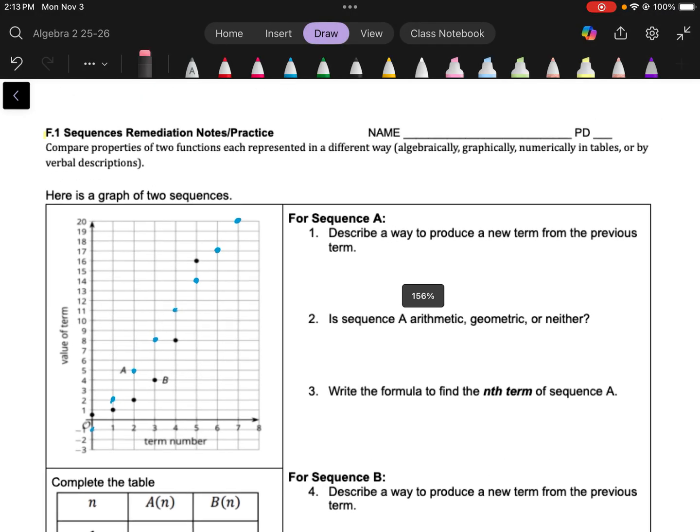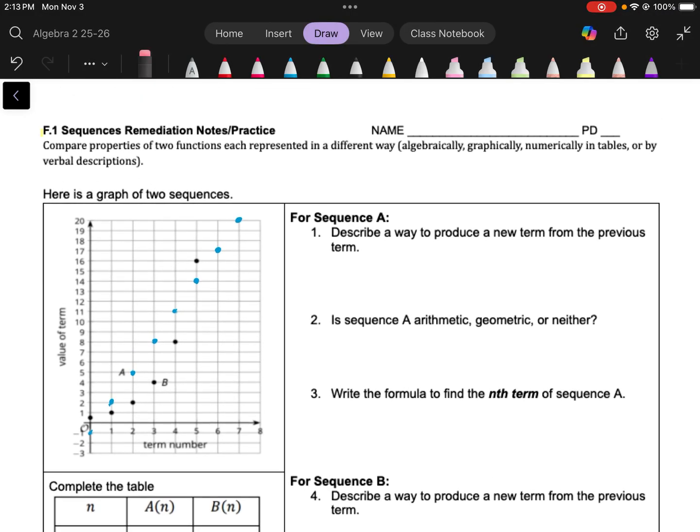Alright guys, we are going to do notes on F.1 from the sequences test. So if you need to remediate and retake F.1 from test 1, you should be watching this video. As I go along, go ahead and take notes on your sheet, and then at the end, you're going to correct your test question that went over F.1.